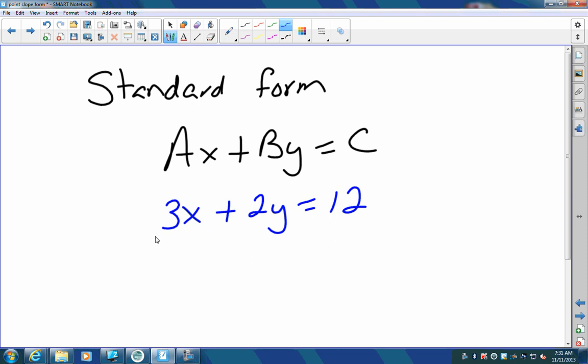Okay, so right now let's practice for a second. Let's go back and remember. I want you to write down 3x plus 2y equals 12. And now I want us to take a minute and try and remember how to get it into slope-intercept form, where we solve for y.